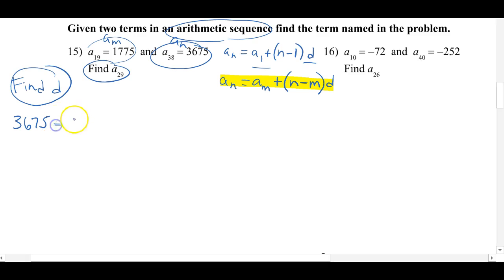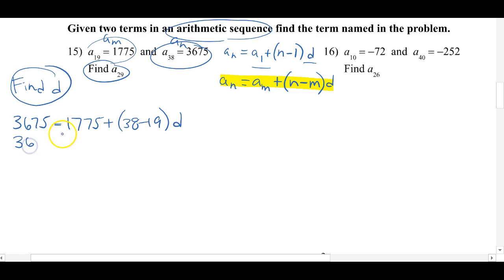So now it equals AM, which is 1775, plus N minus 1. Well, N is 38, because 3675 is the 38th term. And then the M is the first term given, the 19. So then we'll subtract 19 from that. And then we have D, and that's what we're going to solve for.